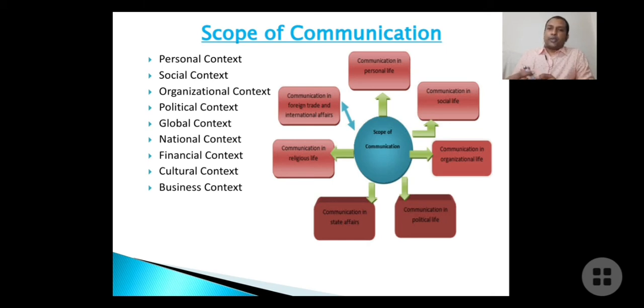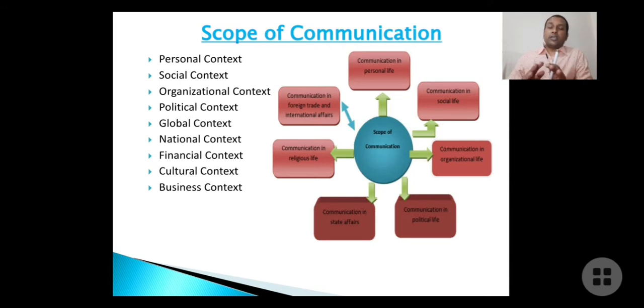Communication must be an important thing in case of all the contexts. Here we see personal context, social context, organizational context, political, global, national, financial, cultural, business. So from all the contexts we know communication is needed; without communication these things are not possible.